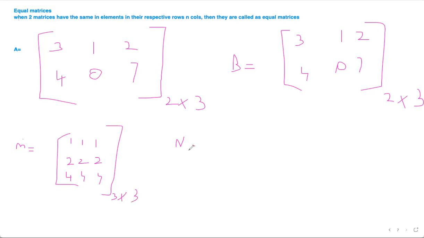N is equal to 1, 1, 1, 2, 2, 2, 4, 4, 4. 3 by 3. Any doubts? No, ma'am. Any order, अंदर के elements same रहना चाहिए. Okay.